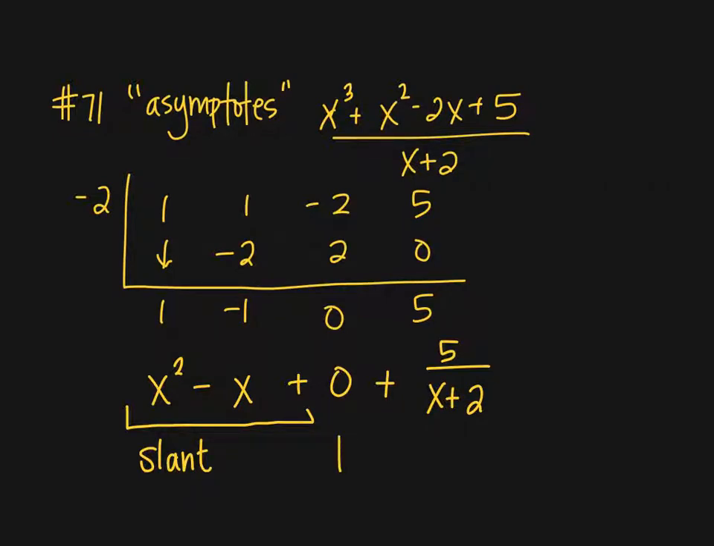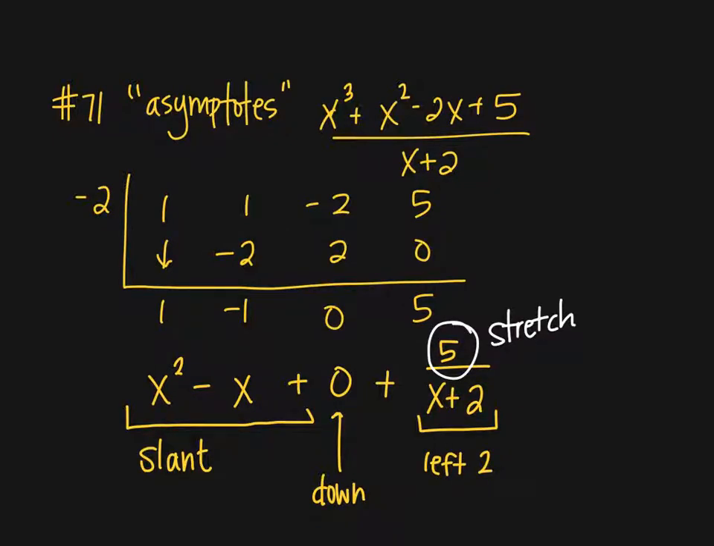The 0 always tells you if it's up or down. So the fact that it's 0 means it's not going to move up or down. It's going to stay right where it is. And then the x plus 2 tells me that I'm going left 2. And then what does the 5 tell me? Stretch. Okay, so we have our slant. We're not going down at all because of the 0. We're going left 2, and then we have a stretch of 5. Okay, so each of the pieces tell me something in particular.